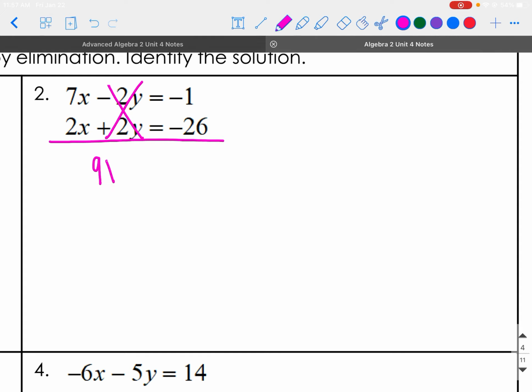7x plus 2x, 9x. Negative 1 plus negative 26, negative 27. And then we divide both sides by 9 to get x equals negative 3.